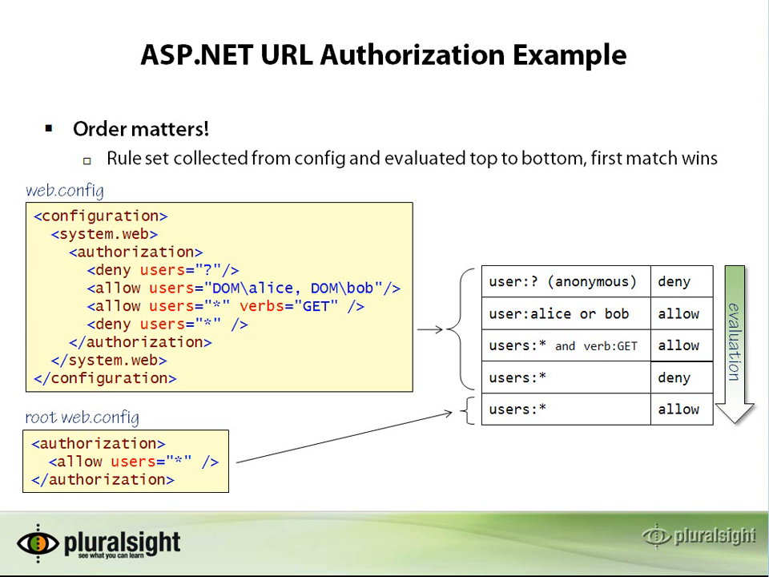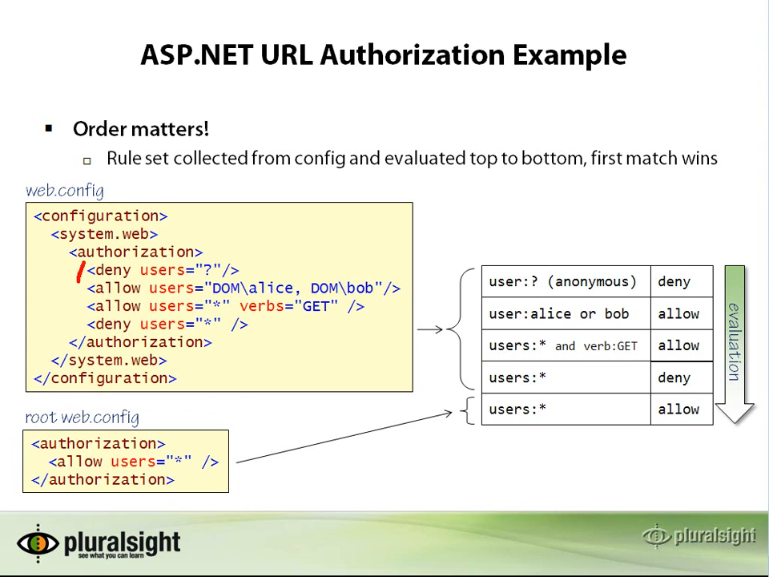Okay, so before I show you a demo, I'd like to just make sure that you're real clear on how these rules work. Remember that we have a root web.config, and inside of that root, there's this one single rule that says allow users equals star. You can obviously change that for any given website, but let's imagine for a moment that we have left that the same. Now here's my web.config file, let's say in my application directory.